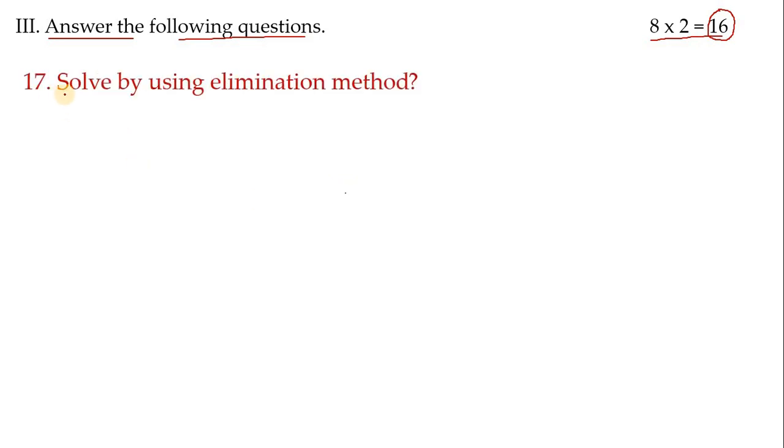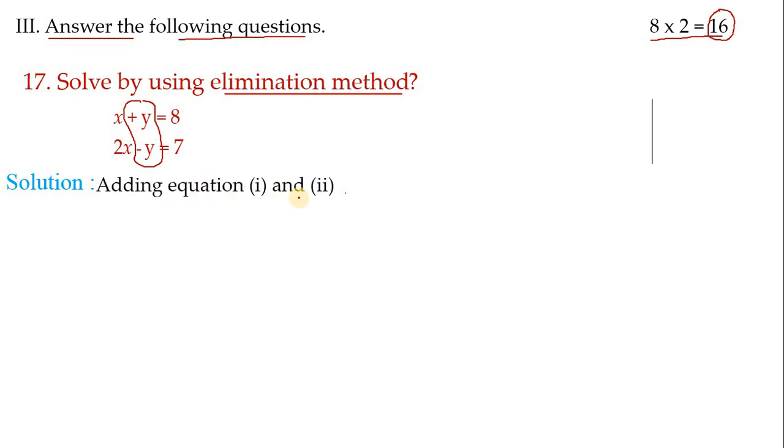Question number 17. Solve by using elimination method. x plus y equals 8, 2x minus y equals 7. Here, we have to solve this problem by elimination method. As you observe the problem, here the y coefficients are the same and have different signs. Hence, we have to add these two equations.